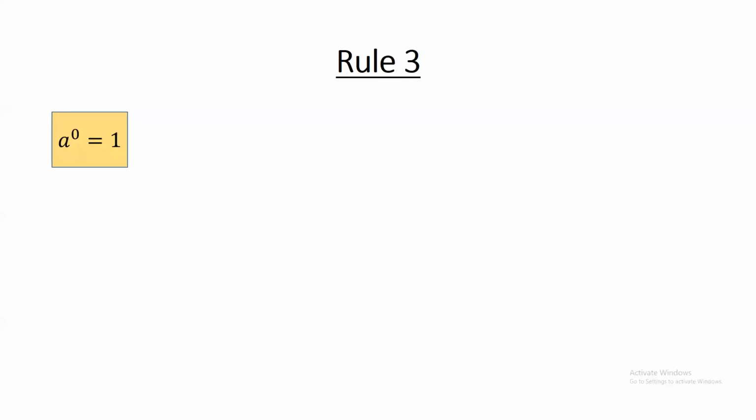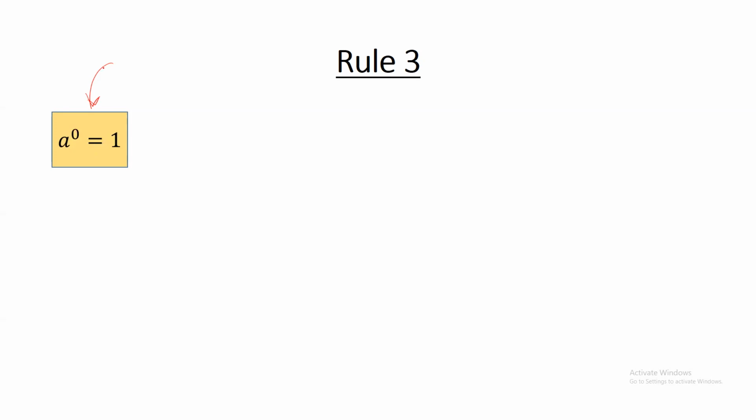Okay, the one last thing that I wanted to talk about was what happens when you take a number and raise it to the power of 0. Now, the rule in the yellow box describes what happens. Basically, this rule says that any number raised to the power of 0 equals 1. And it's an easy enough rule to remember.